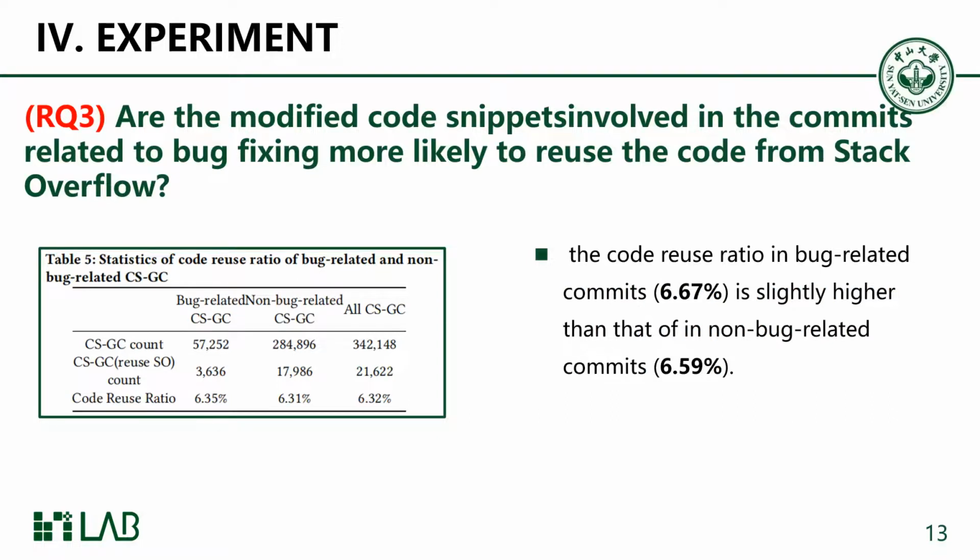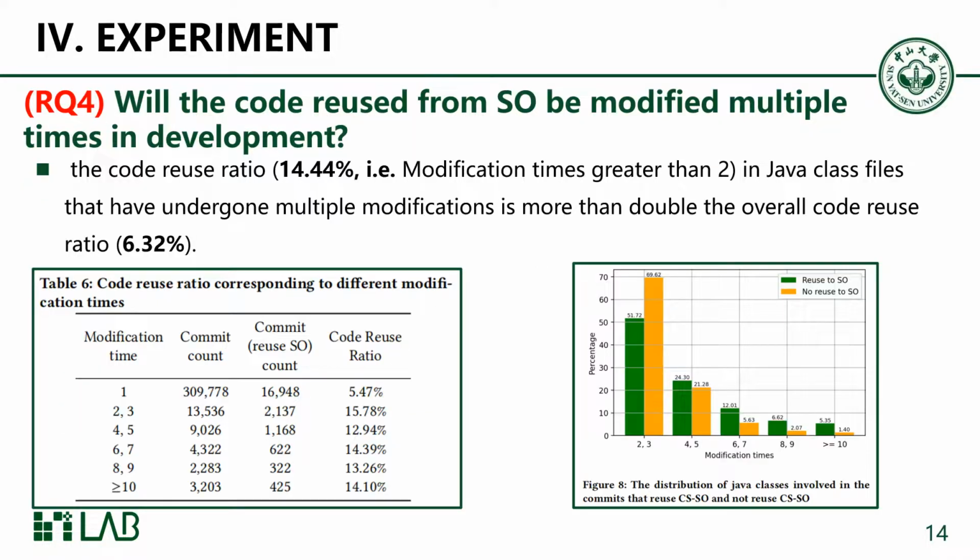Research question 3. In this part, we identify bug-related commits based on the commit message, and we get the following findings. The code reuse ratio in bug-related commits is slightly higher than that in non-bug-related commits. Now we come to research question 4. We divide the modification times into 6 intervals as shown in Table 6. Then we count the reuse of each interval. We get the finding that the code reuse ratio in Java class files that have undergone multiple modifications is more than double the overall code reuse ratio.